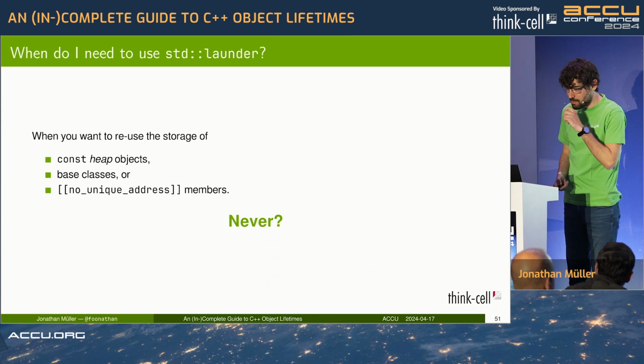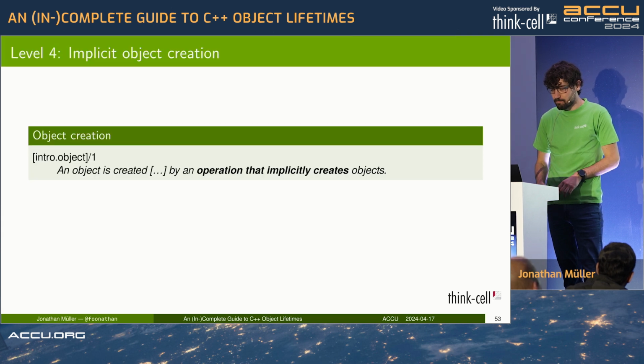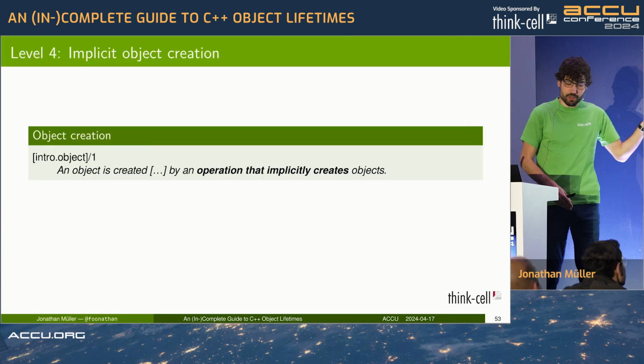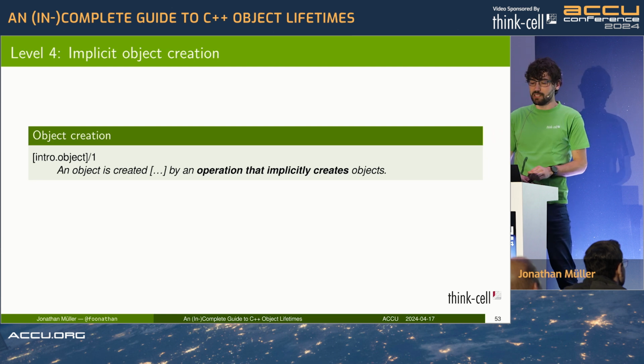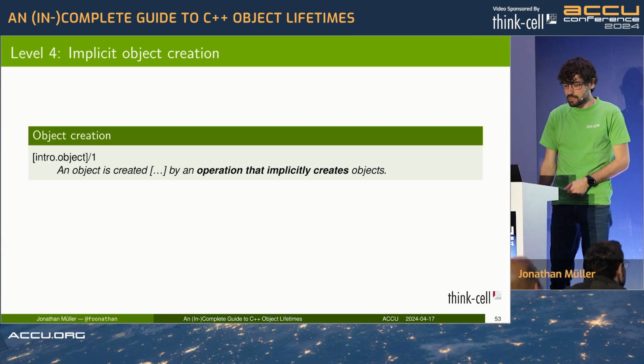Then just jump right into the deep end and talk about implicit object creation. Now, we've got another tautology. An object is created by an operation that implicitly creates objects. Thank you. What's the motivation behind that?